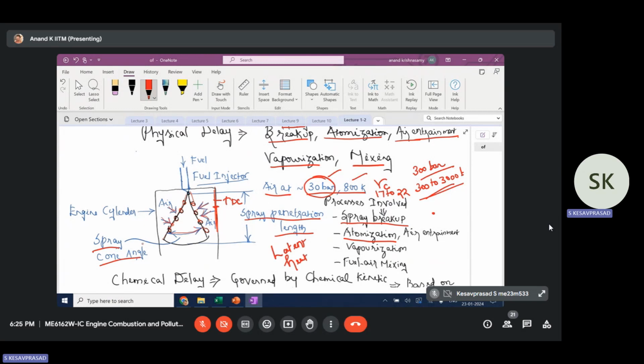For phase change, what do you want? Latent heat of vaporization. So there is a finite quantity of heat you need for the phase change. Where from does the fuel take that heat? From the combustion space, sir. From the combustion space, what exists in the combustion space? Air, sir. Compressed air. So the liquid phase fuel has to absorb this latent heat from air.